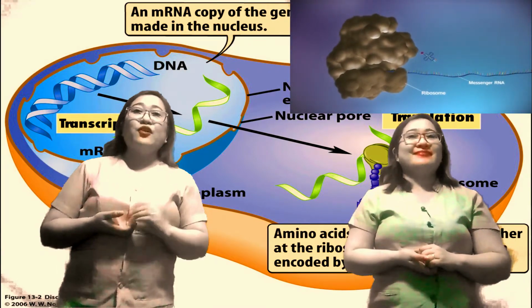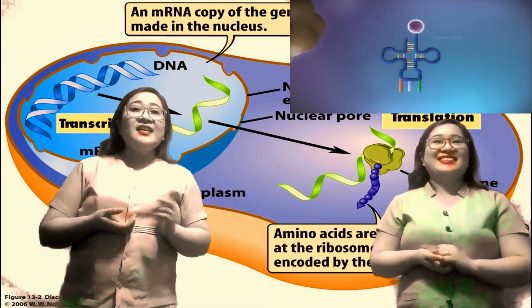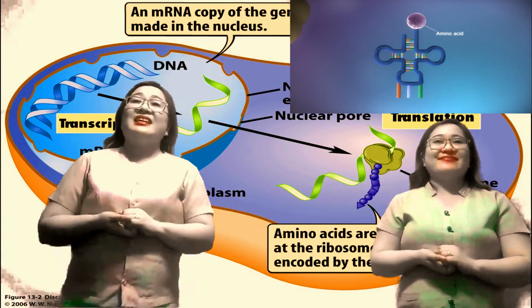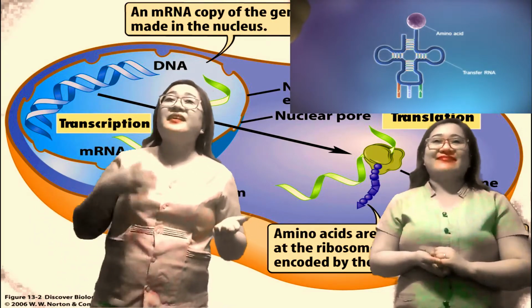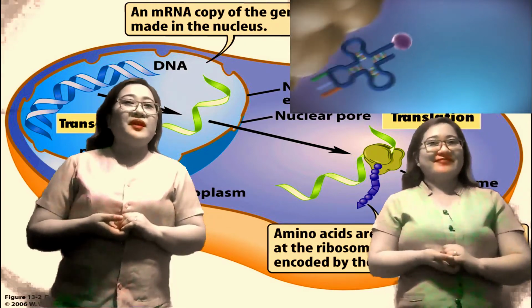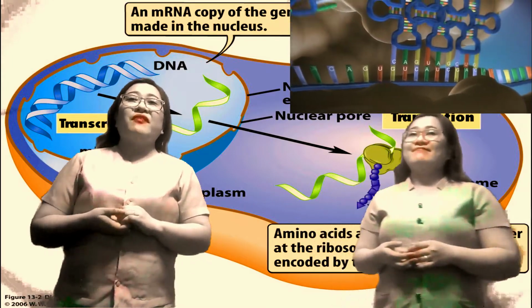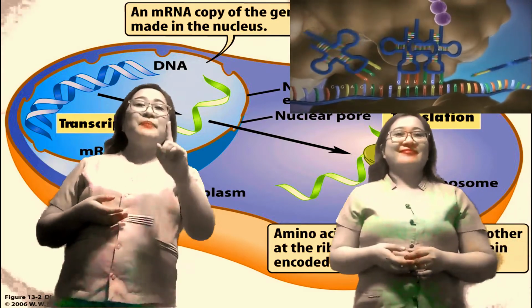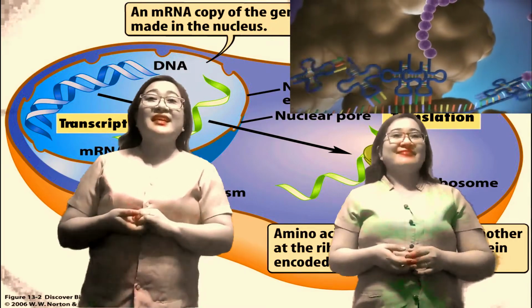This is the process of converting or decoding the information in mRNA into a sequence of amino acids to make a protein. In translation, the mRNA leaves the nucleus and goes to a ribosome in the cell cytoplasm. The ribosome reads the message 3 bases at a time. The 3 bases of mRNA are called a codon. It will code for 1 amino acid. The amino acids are joined together and folded into a protein.